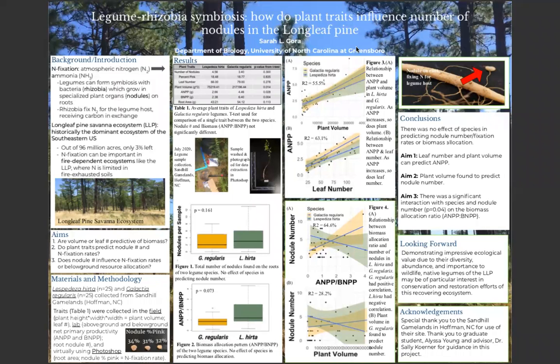My name is Sarah Gora. I work in the Kerner Biodiversity Lab. The title of my research is Legume-rhizobia symbiosis. How do plant traits influence number of nodules in the longleaf pine?